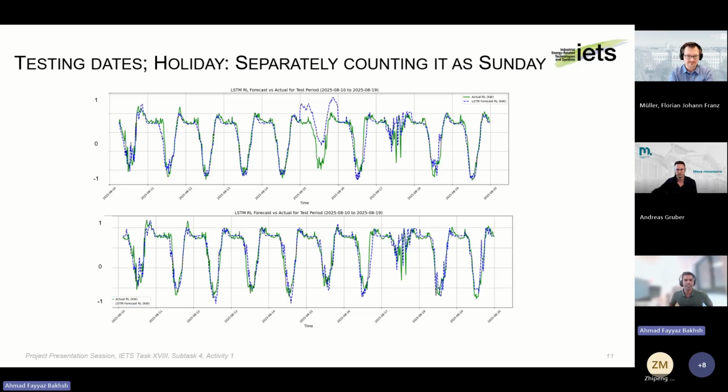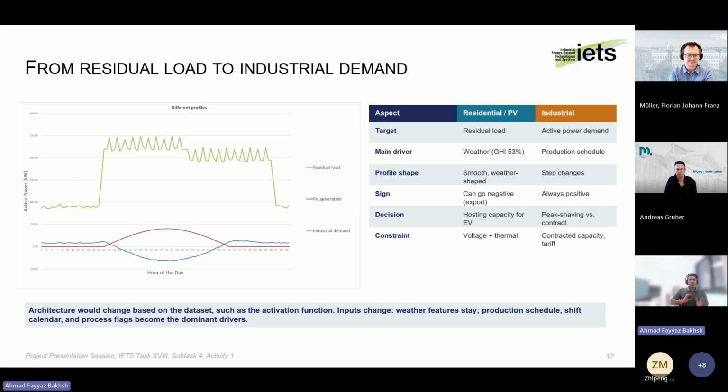The 15th of August in Austria was a holiday. So when we count it separately, it learned really badly. But when we counted that day like a Sunday, it could catch the pattern. The interesting part of this system is that you can see the Sunday, which is the most critical day, was caught so nicely. So this was the result, the testing data.